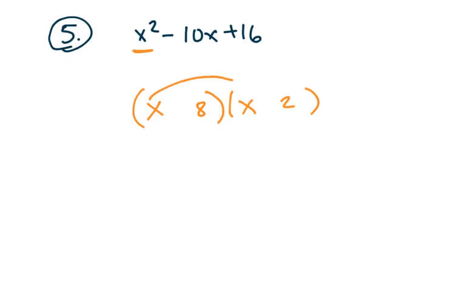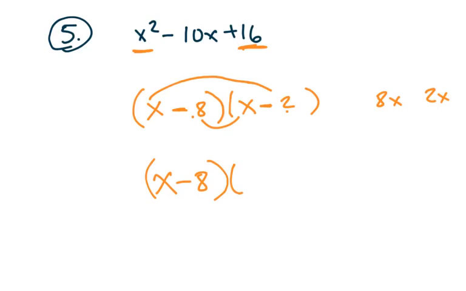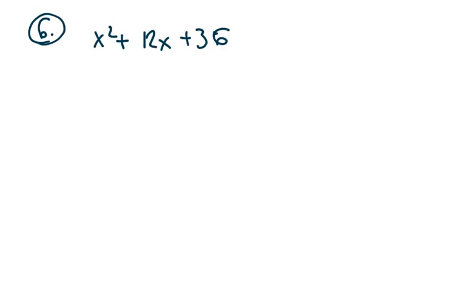And this is going to give me 2x. This is going to give me 8x. So with 8x and 2x, can I get to 10? If I make them both negative, it works. And negative times a negative is a positive. That works. So the answer is x minus 8, x minus 2. Bingo. Cool beans.